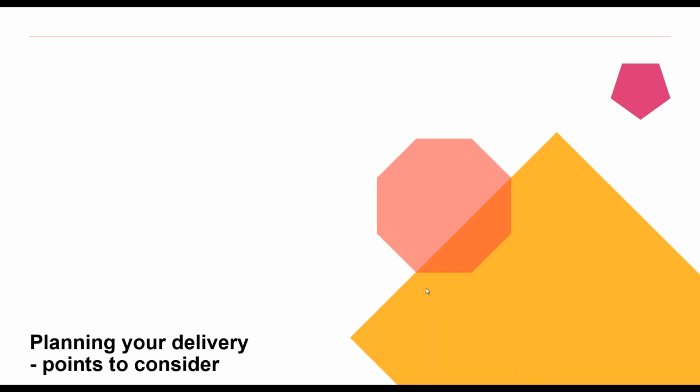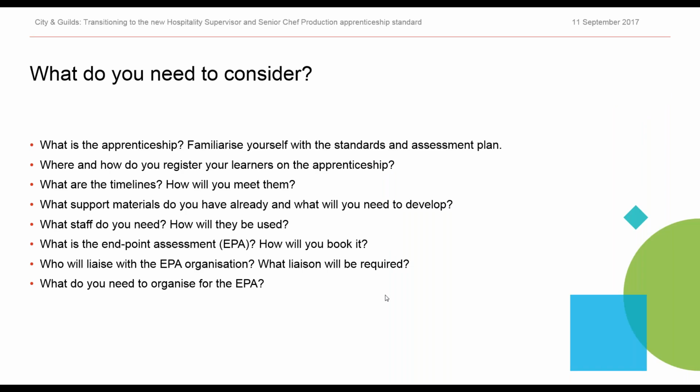Okay, so planning your delivery and the points to consider. You need to familiarise yourself with the standards. Absolutely essential in the first instance. Understand how to register learners. This will be available once we are accepted onto the register through our Bravo submission, which, like I already said, we expect to be between 4 and 6 weeks from now.